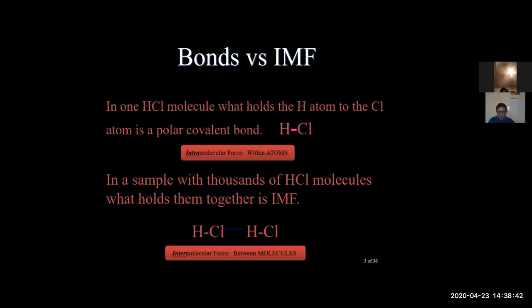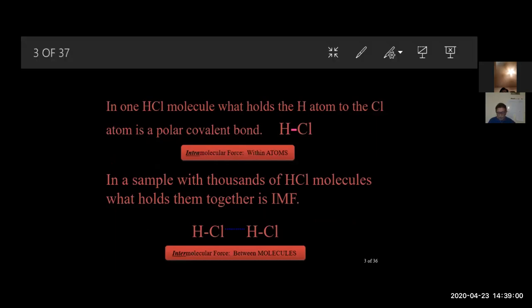Okay, so you can see in that example at the bottom, that blue dotted line is the partial negative of the hydrochloric acid molecule on the left interacting with the partial positive of the hydrochloric acid on the right. And depending on the strength of that interaction, it can define things like boiling point, vapor pressure, surface tension, and even viscosity, how thick something is. We're going to talk about those here in this chapter, okay?